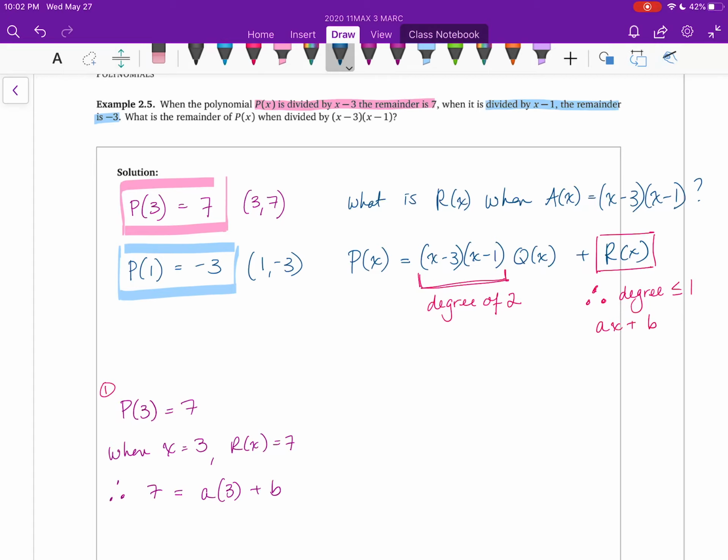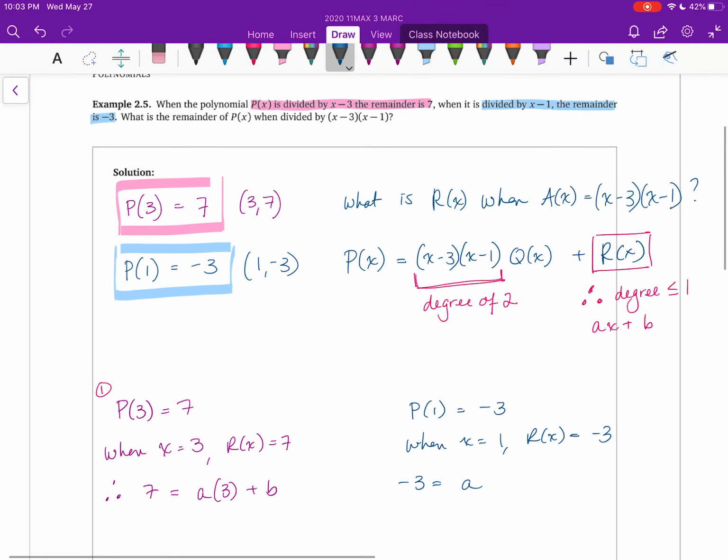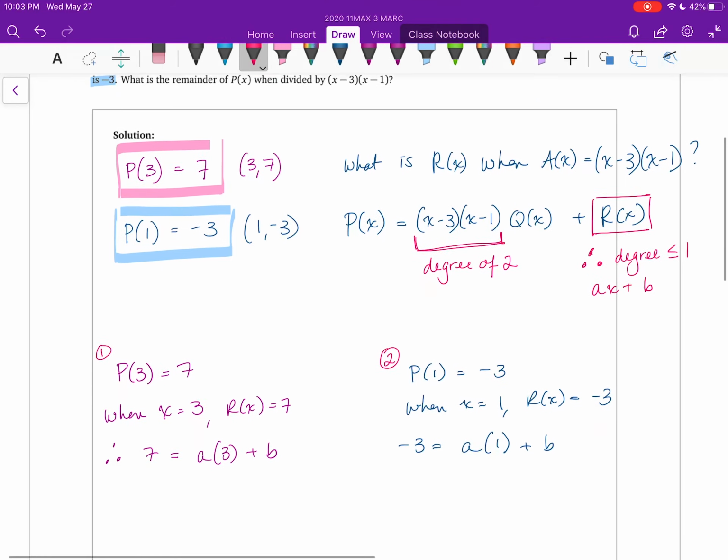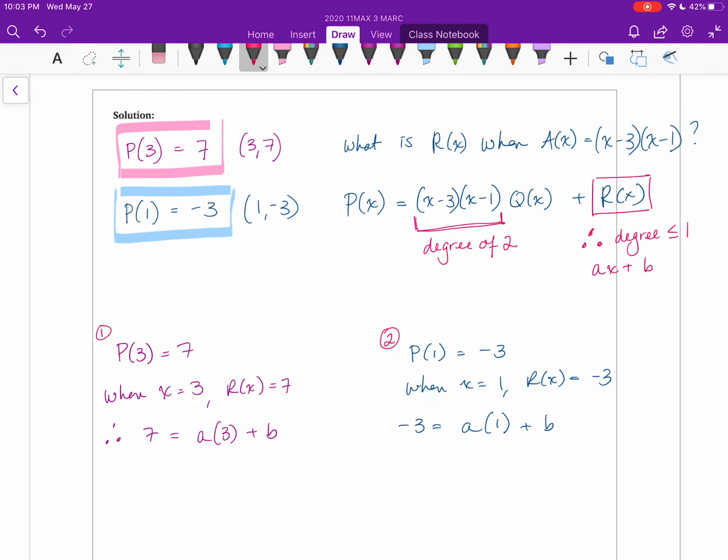And then the other information where they said p of 1 equals negative 3, that's saying when x equals 1, r of x equals negative 3. So like the previous example, negative 3 equals a, and again this time I won't forget to substitute in x here, times 1 plus b. So again, I've now created a second equation involving a and b.